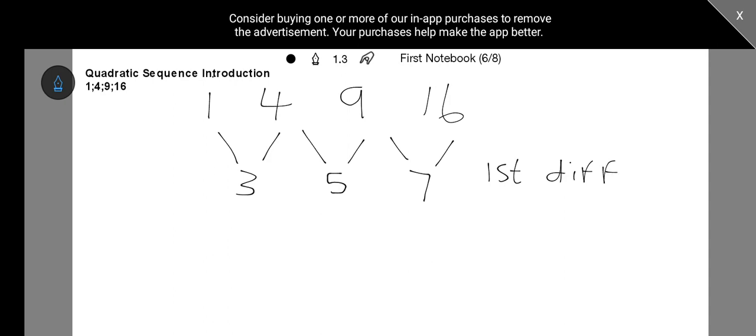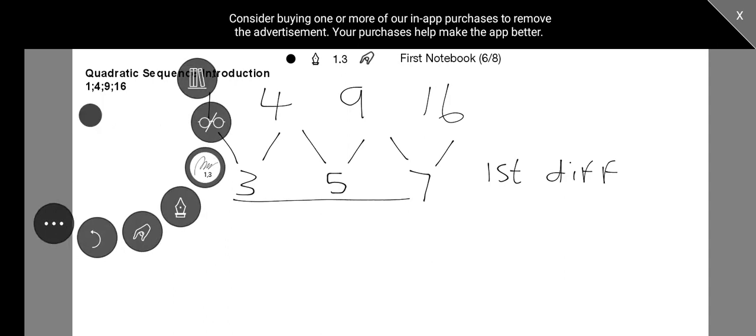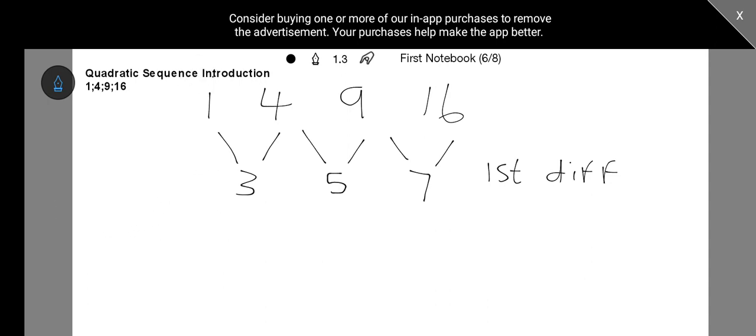Now, on the first differences, I'm going to come up with the second differences. I'm gonna say 5 minus 3 gives me 2, and 7 minus 5 gives me 2 again. And we can notice that the second difference is constant, meaning it remains the same throughout. Please don't forget that a quadratic sequence has the second difference being constant, whereas the arithmetic sequence has the first differences being constant.